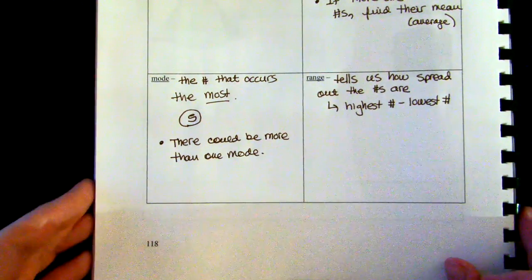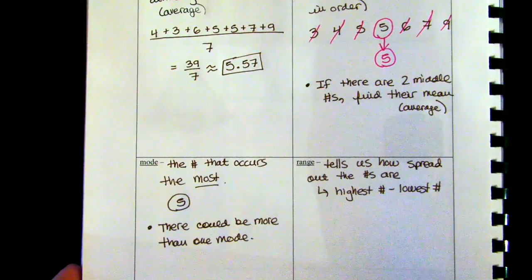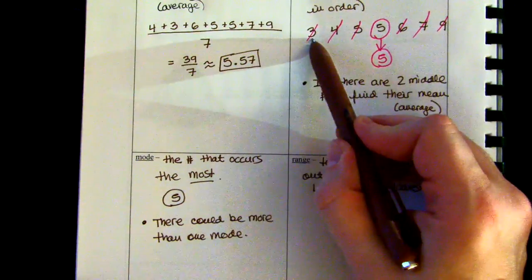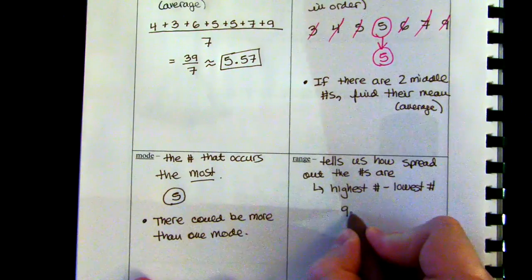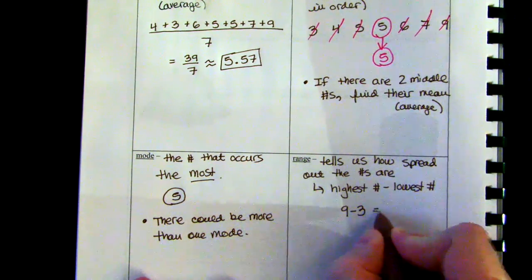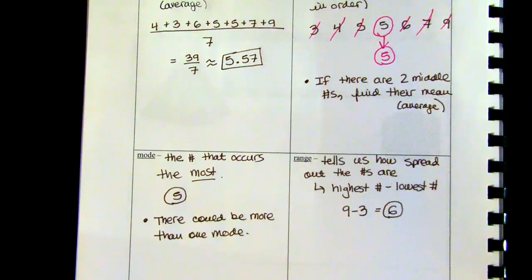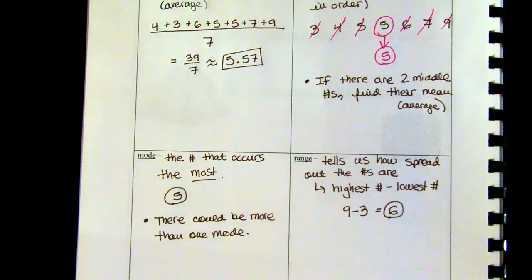I think, again, it's easiest to look at the numbers that are already in order because I can see my highest number is 9 and my lowest number is 3. All I need to do is the problem 9 minus 3, and that's going to give me 6. That's my range. And the point is, the bigger the range, the more spread out my numbers are. The smaller the range, the closer together my numbers are. And these are our 4 ways to measure data.